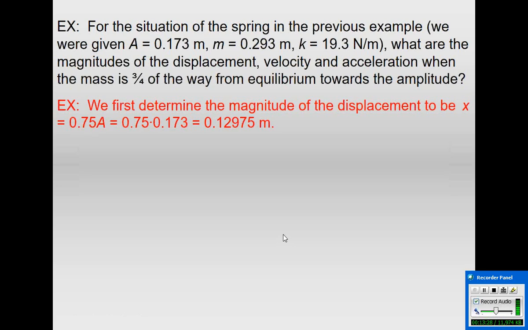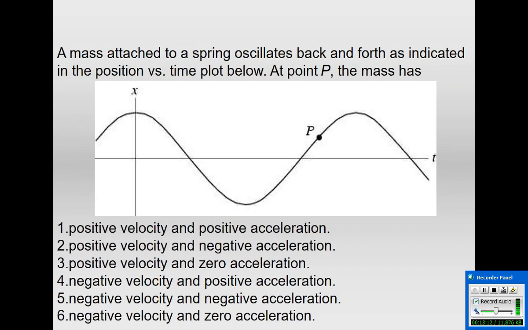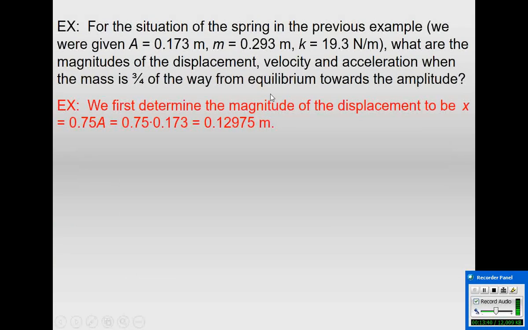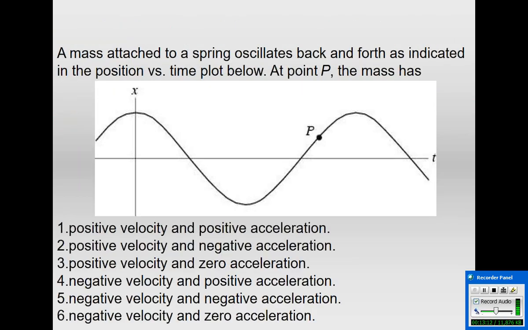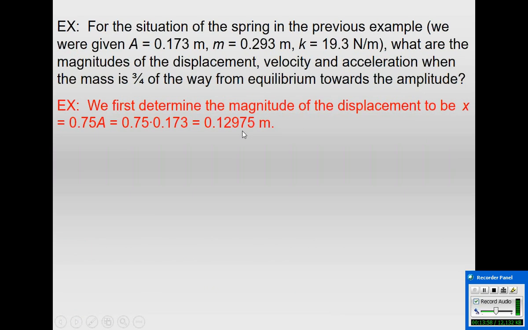Let's ask the following question based on the spring mass system that we had earlier. So the amplitude of the motion is 0.173 meters, the mass is 0.293 kilograms. I should read kilograms, not meters. The spring constant is 19.3 newtons per meter. What are the magnitudes of the displacement, velocity, and acceleration when the mass is 3/4 of the way from equilibrium towards the amplitude?